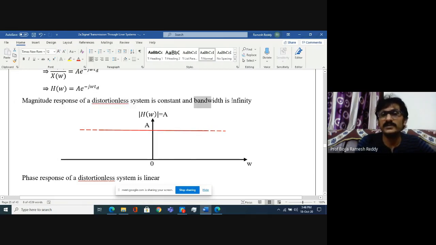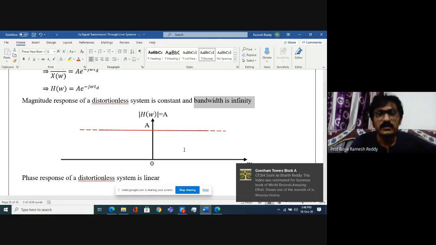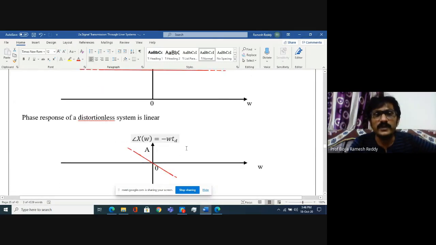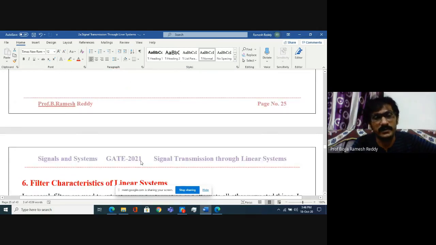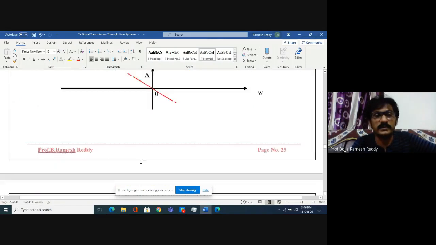Infinite bandwidth is not possible practically. These are ideal characteristics. A distortionless system is an ideal one, not practical. And the phase response is always linear. Magnitude is constant, phase is linear. These are the characteristics of any distortionless communication system.